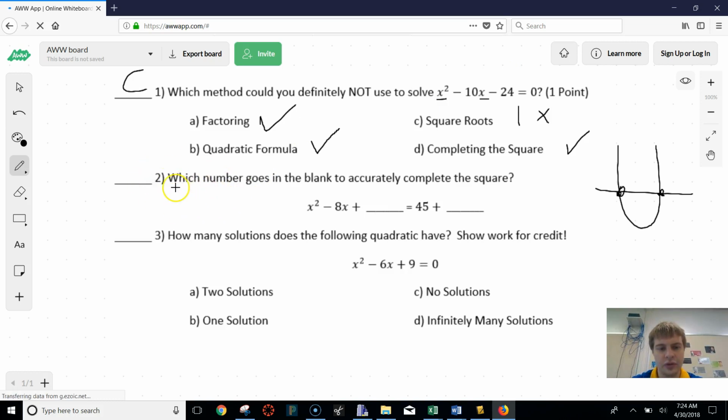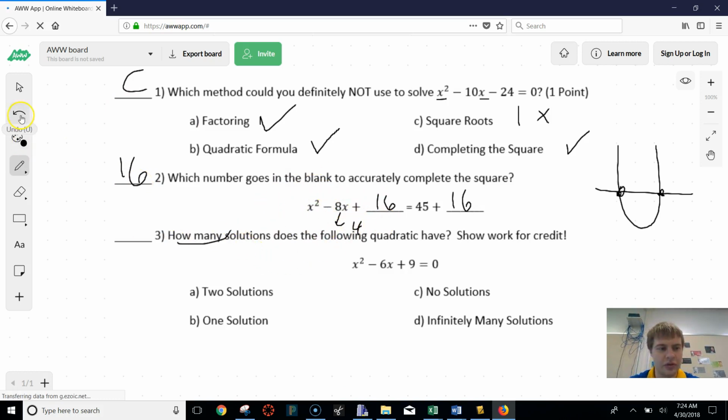Okay, let's look at number 2. Which number goes in the blank to accurately complete the square? Well, when I'm looking at this, I want to figure out what I should put here and what I should put here. To do that, you got to cut 8 in half, which is 4, and then you got to square that. So when you square that, you get 16. So we should put 16 in each of these blanks. And then if you complete the square, you could actually see that that would factor nicely.